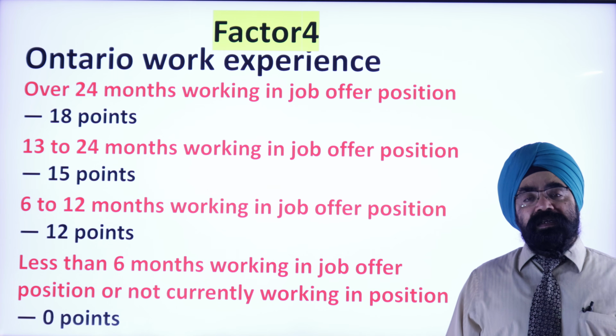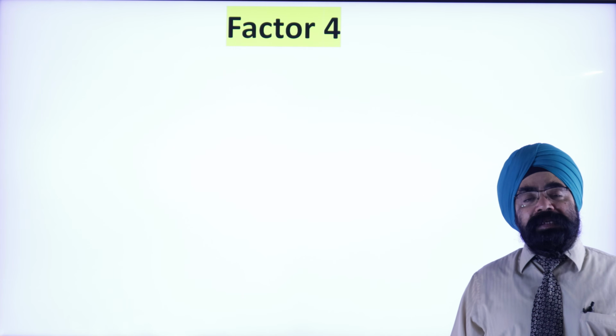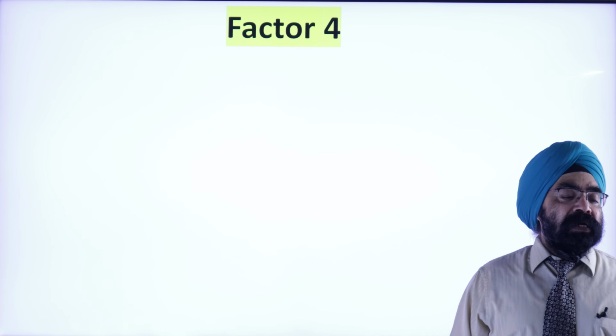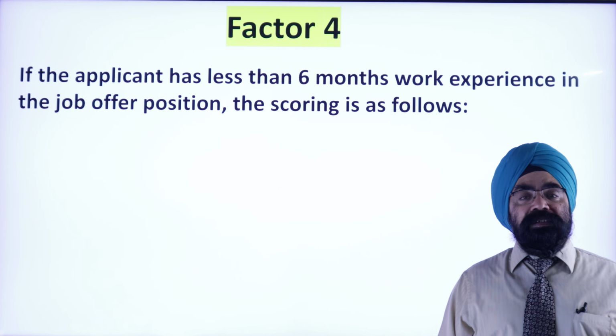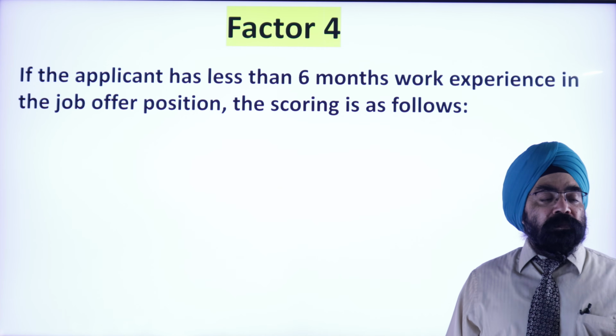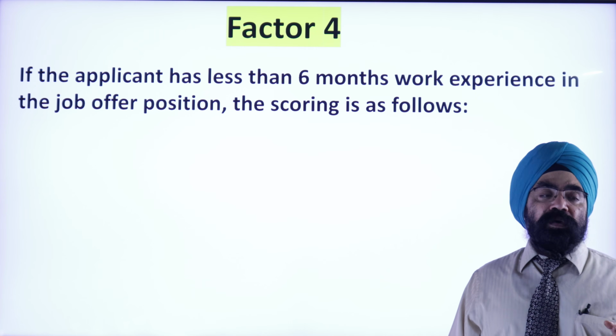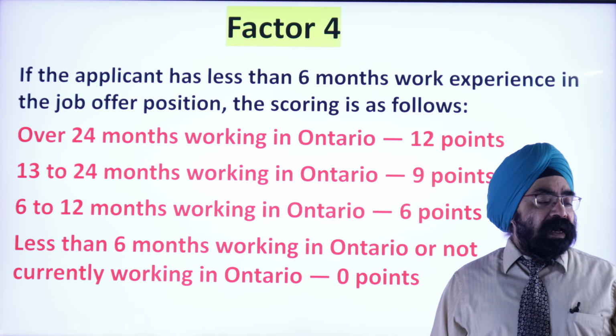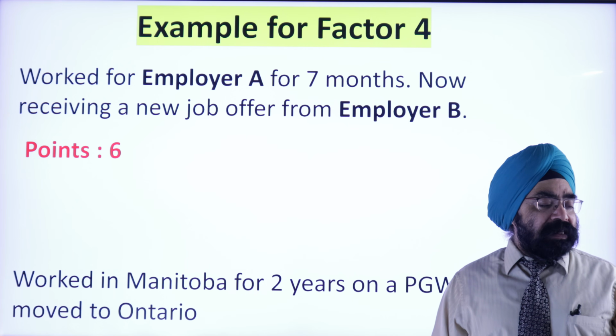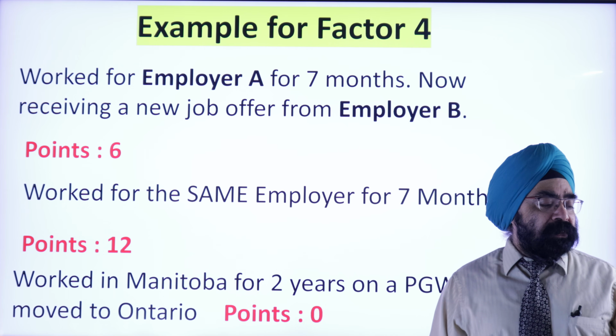Now factor 4 has another option, and that option is if the applicant has less than 6 months of work experience in the job offer position. The scoring is like this: over 24 months of work experience in Ontario, 12 points, and 13 to 24 months is 9 points. Here I am trying to help you with the help of examples. There are these 3 examples.